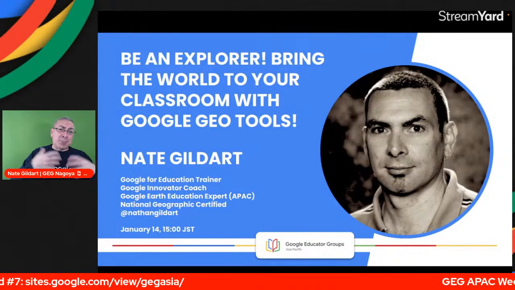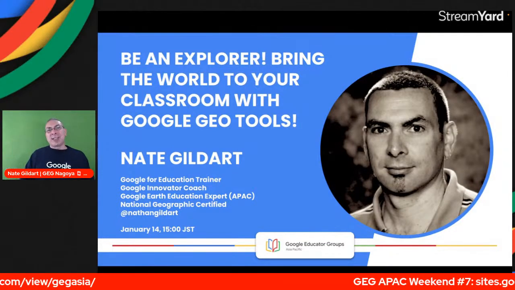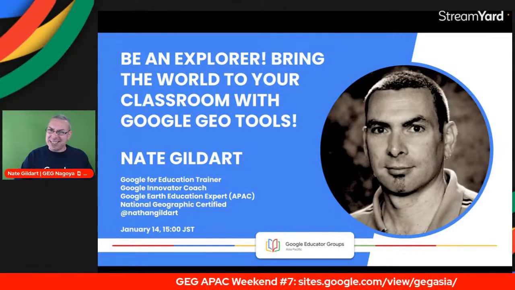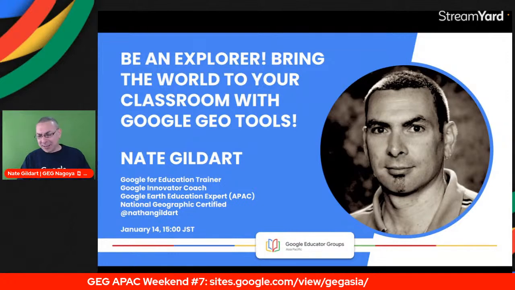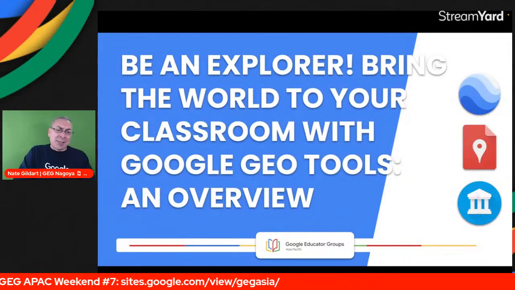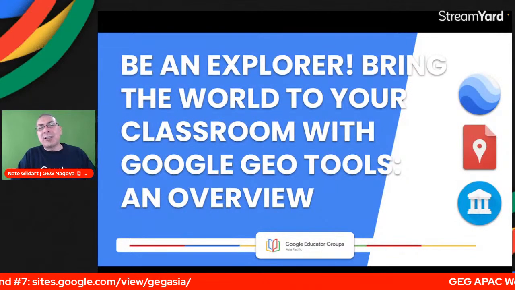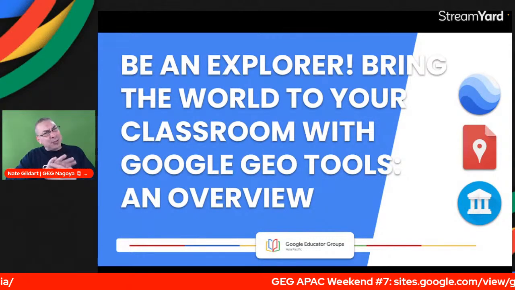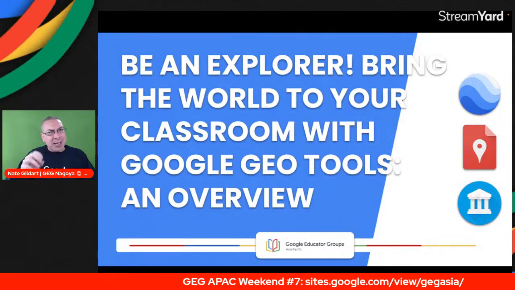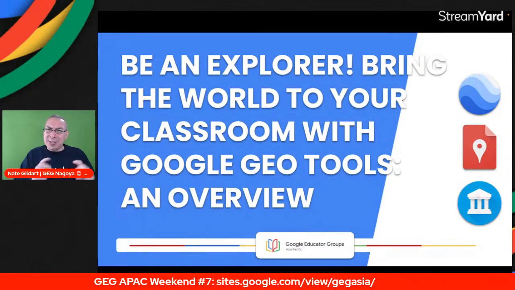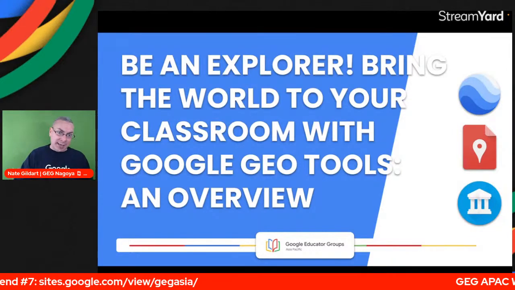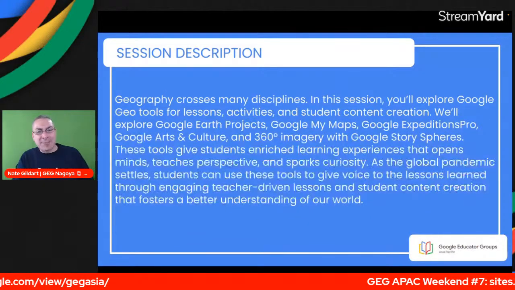So this is about being an explorer, right? Bringing the world to your classroom. I'm a history social studies teacher, individuals and societies, to be accurate. I'll tell you a little more about myself in a minute. But this is a session on Google Geo tools. We're going to look at three icons here: Google Earth, My Maps, and Arts and Culture. We're also going to briefly look at Google Expeditions Pro, which everyone's really happy about coming back.